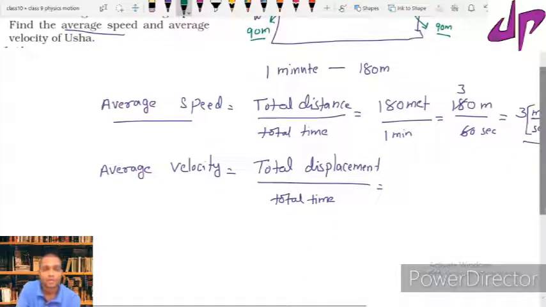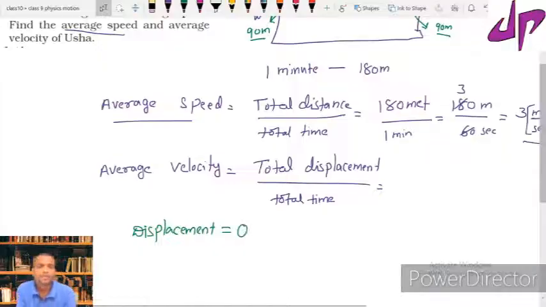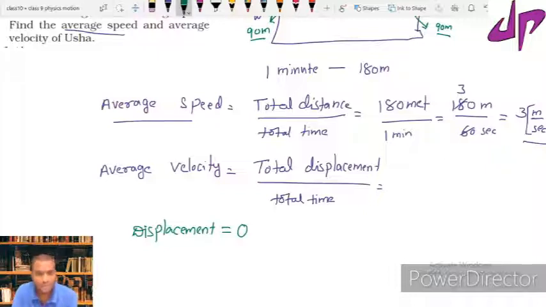So displacement equals 0, because there is no shortest distance between the initial and final point. Where she started, there she reached. So there is no displacement. If there is no displacement, the total displacement here goes to 0.